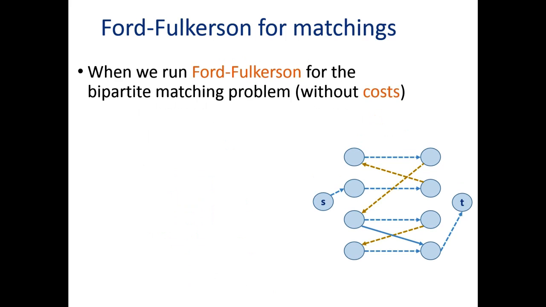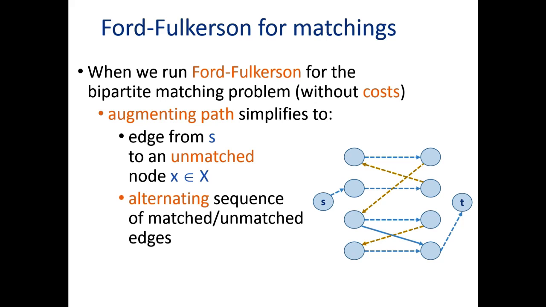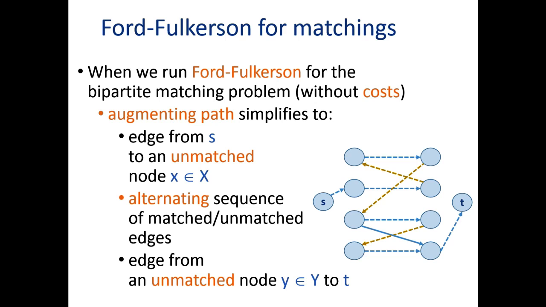This is what your path looks like. Okay, so this is what the augmenting path simplifies to: an edge from S to an unmatched node, an alternating sequence of matched and unmatched edges, and finally an edge from an unmatched node Y to T. So if I'm doing this on the instance of weighted bipartite matching, all edges are still present.